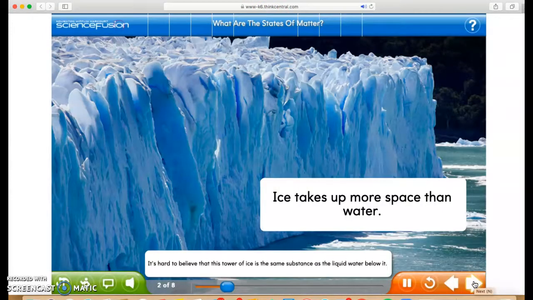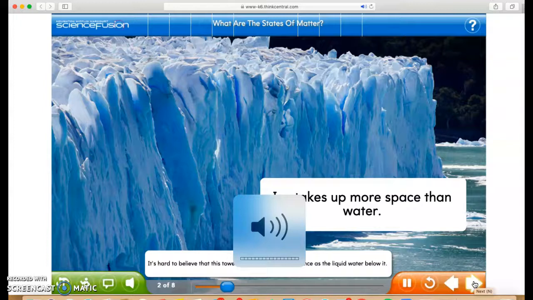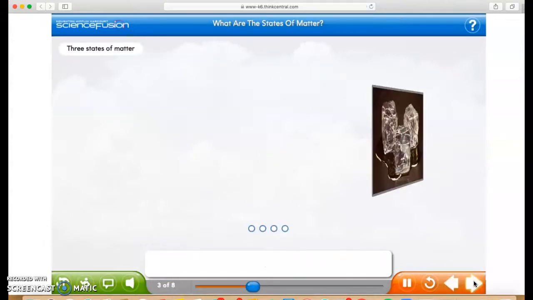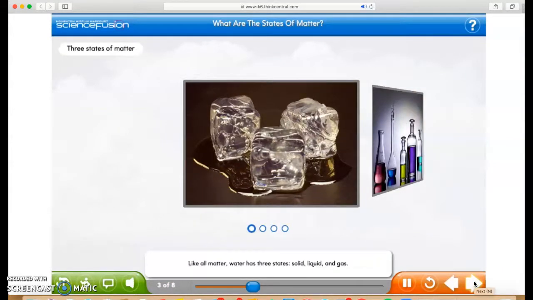It's hard to believe that this tower of ice is the same substance as the liquid water below it. Did you know that ice takes up more space than liquid water? Like all matter, water has three states: solid, liquid, and gas. Click each picture to learn more about each state.